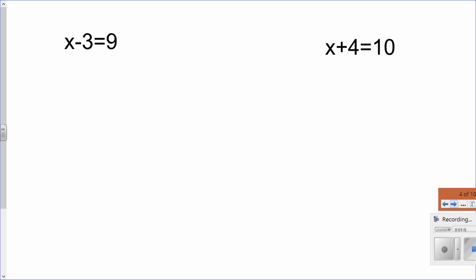All right, so let's apply these. So let's say I have one-step equations. x minus 3 equals 9, and I need to solve for x. What number minus 3 equals 9? Well, I could add 3 to both sides. So here's the addition property of equality. I get x equals 12.